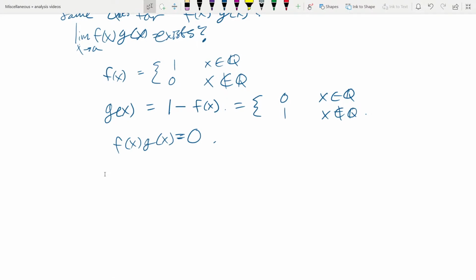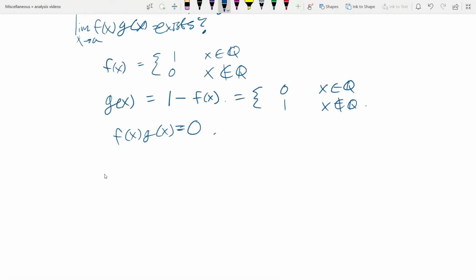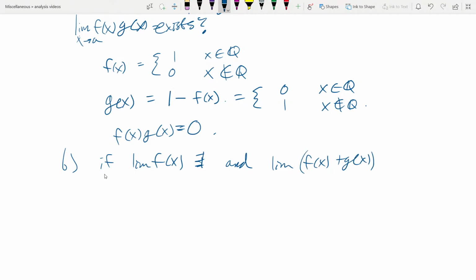All right, so another follow-up. If the limit of f of x exists, I'll just use this backwards e for shorthand, and the limit of the sum exists, does the limit of g exist?